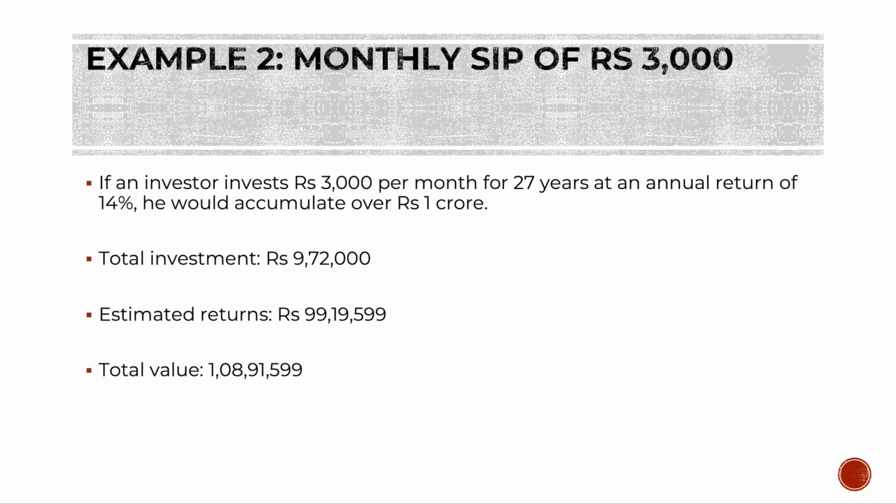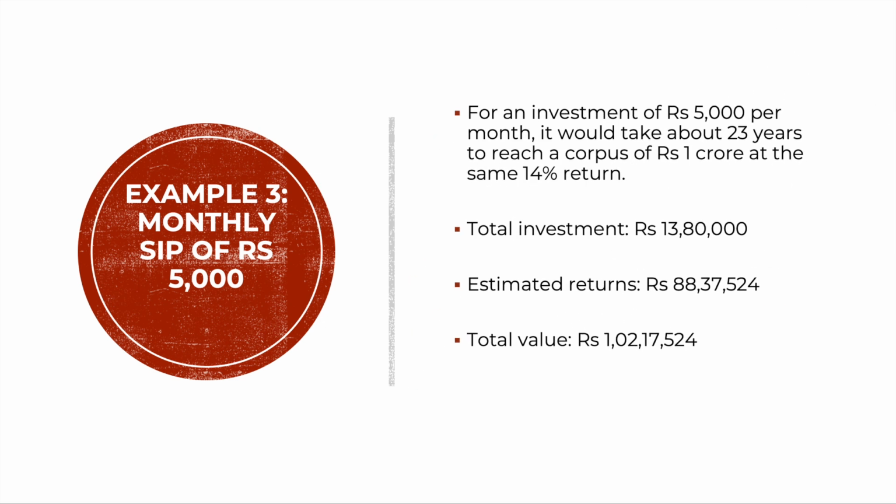Where you decide to invest 3,000 rupees. Let's go faster. Where you invest 3,000 rupees, it takes you 27 years to earn 1 crore, where you end up investing a total of 9 lakh 72,000 rupees. Only the return part would be 99 lakh 19,000 rupees, and your fund value at the end of the 27th year would be 1 crore 8 lakhs 91,000 rupees, guys. Yeah, that's right.